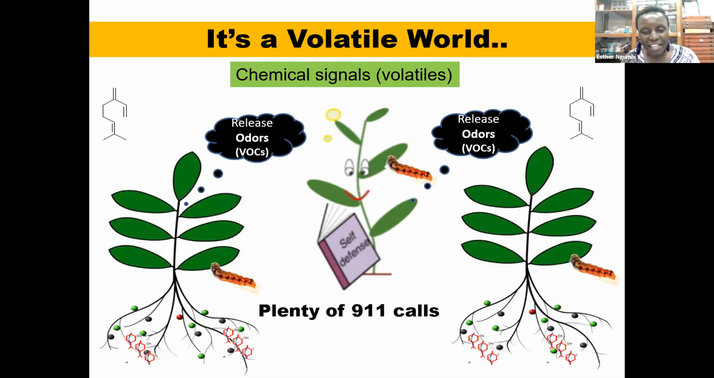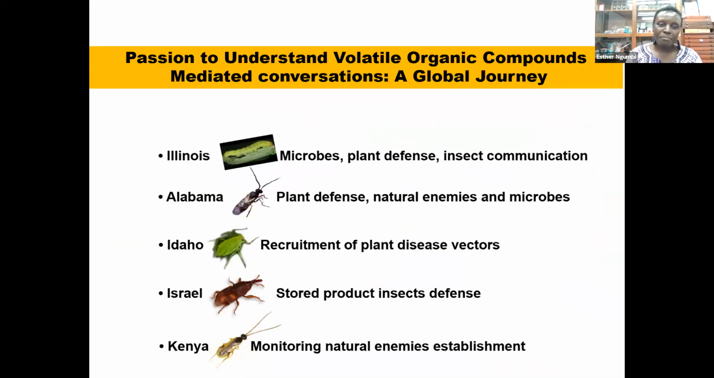A plant is calling for help from our natural enemies, or it's calling for help, recruiting our beneficial soil microbes, and it's also warning other neighbors, plant neighbors, of impending attacks. So it's a very busy chemical signal world in the plant, insect, beneficial soil microbe realm.